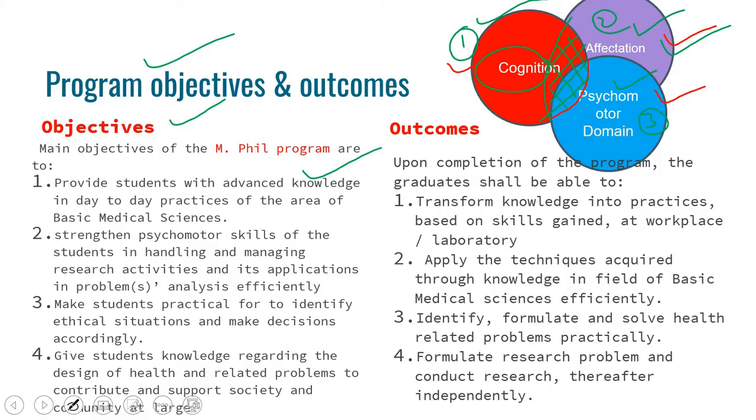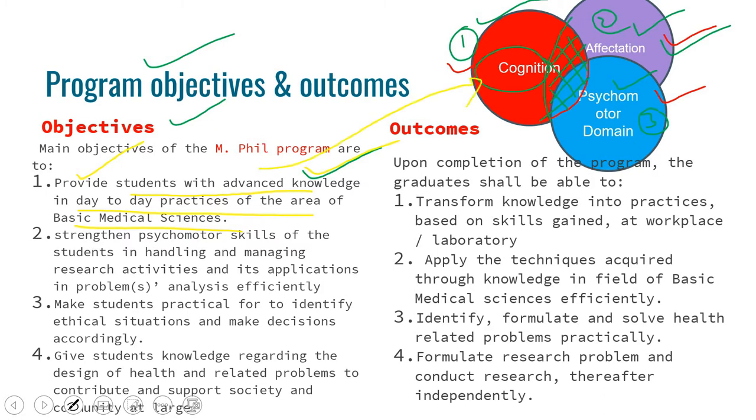Now, coming back to the slide, if for an MPhil program of the basic medical sciences you are asked to frame certain program objectives, the main objectives of the MPhil program are as follows. The first is to provide the student with advanced knowledge in day-to-day practices of the area of basic medical sciences. Start with action verbs and advanced knowledge. You see, it is related to knowledge, so it is from the cognitive domain.